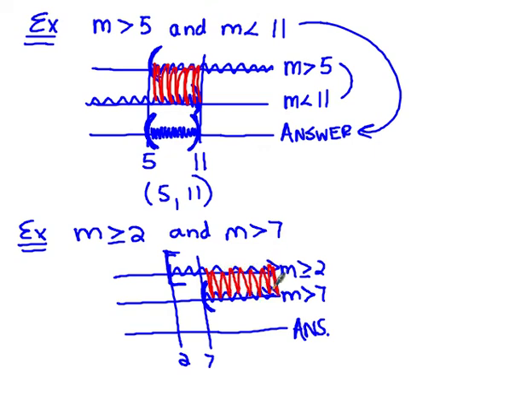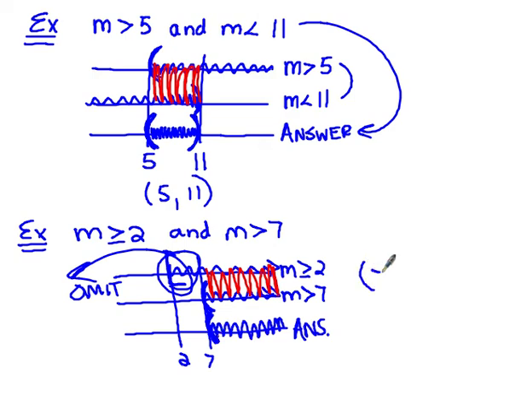Alright, so if I go down to do my shading for the answer, it's going to be just this part. I have to leave this part out. Alright, now what's the symbol? Well, it drops down from wherever I start, so it gets the parentheses symbol. So it goes parentheses 7 to infinity.